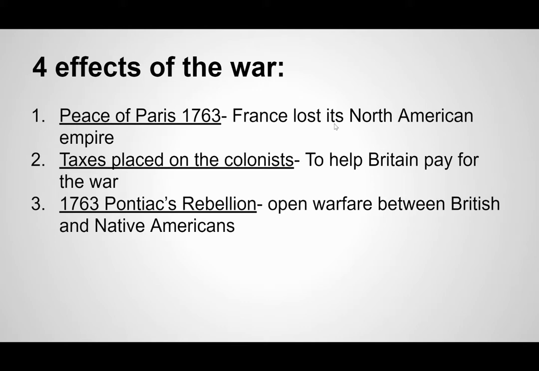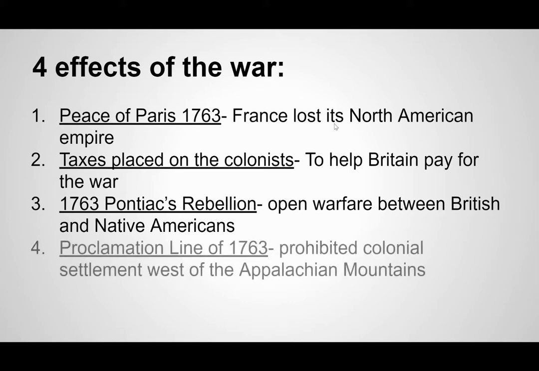Well, as the British are moving farther and farther into Native American land, the Native Americans get really upset about it. So there's a Native American leader whose name was Pontiac, think about like the car Pontiac, and he leads this huge uprising against British colonists, and he kills several of the British colonists. Well, in response to this, Britain issues the Proclamation Line of 1763, and this is a very important line. The Proclamation Line is going to prohibit colonial settlement west of the Appalachian Mountains.